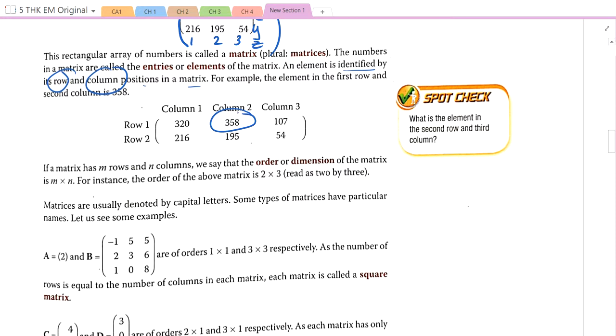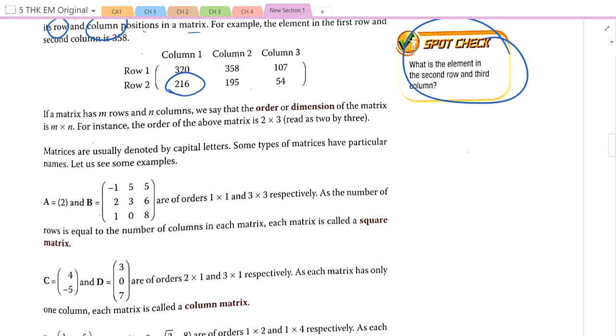What is the position of this 358? Row 1, column 2. Okay, easy, huh? What about this one? Row 2, column 1. Easy? You must remember, just as it is important for you to know x first, then y, it is just as important over here. Row, then column. I will keep repeating this.